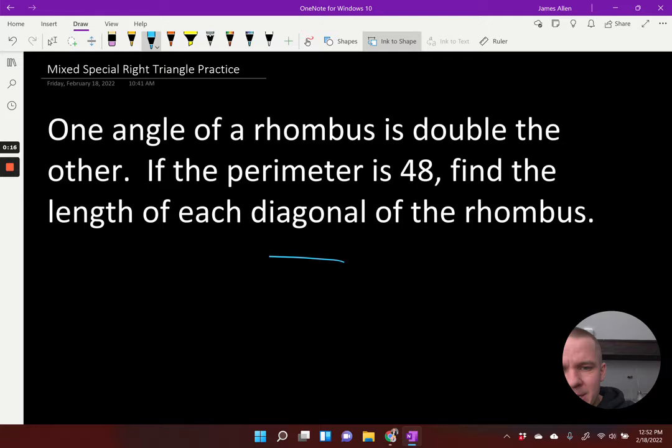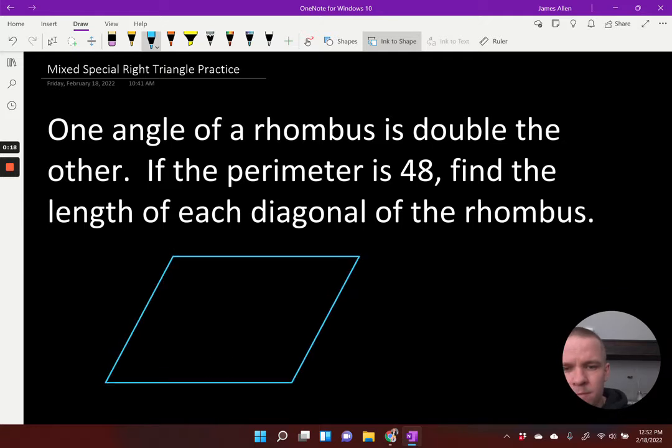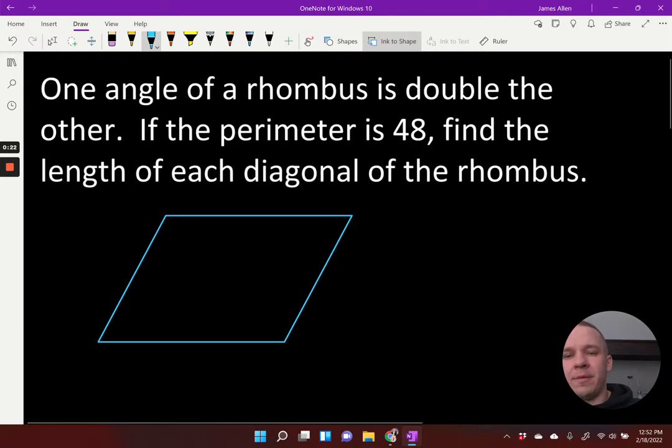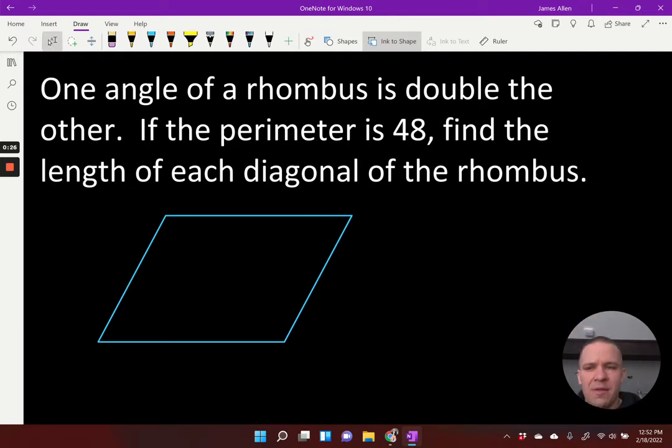So if I got, whoop, whoop, whoop, whoop. Yeah, it worked out all right. A little more parallelogram-y, but we'll go with it. So I got one angle of a rhombus is double the other. So what does that mean? Well, perhaps I can solve this right off the bat.